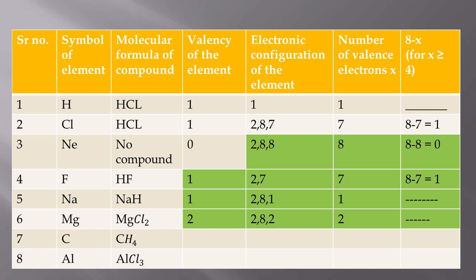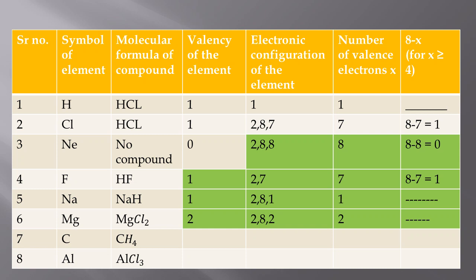Next is neon, no compound. The valency of neon is 0. Why 0? Because the electronic configuration of neon is 2, 8, 8. So in the last shell 8 electrons are there. That means its octet is complete. So 8 minus 8 is 0. That's why the valency of the element is 0.